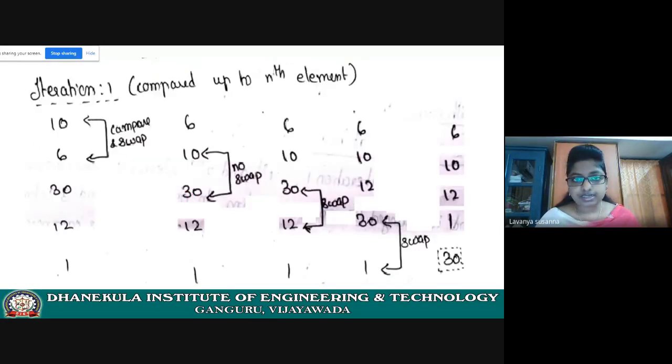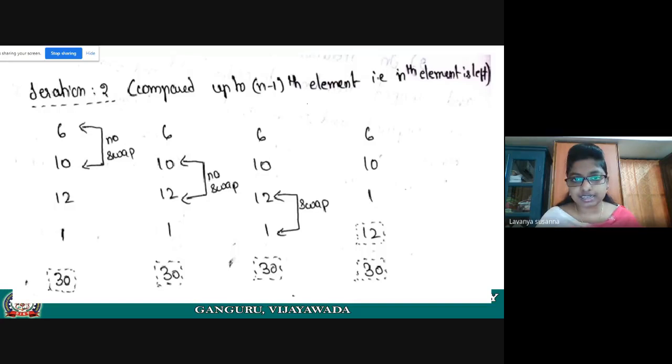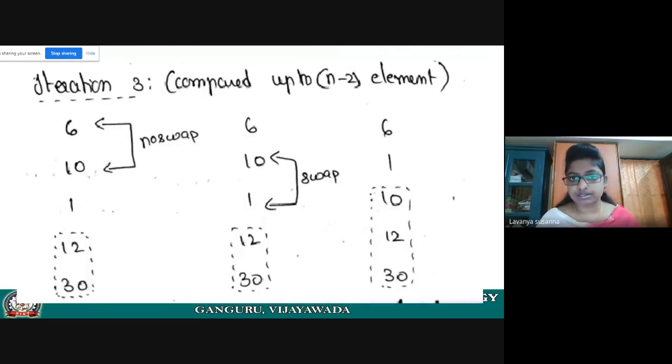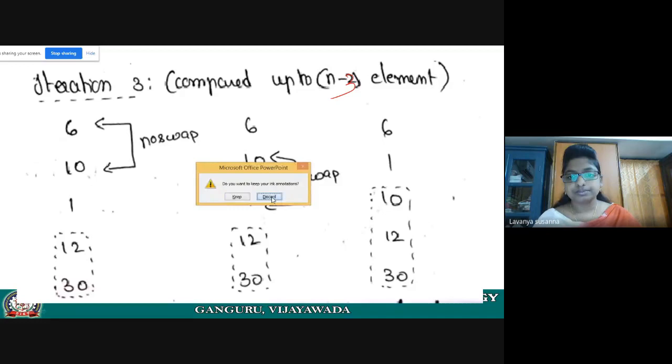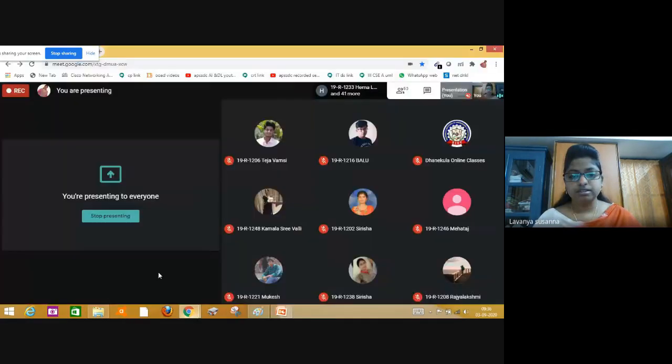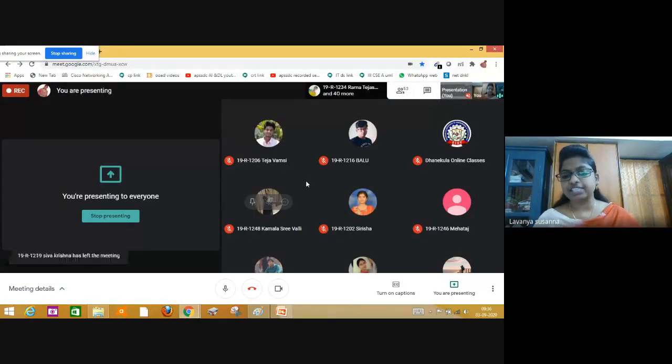And also please rectify this. Not the nth element. You need to compare up to the n minus 1 element. In the next iteration, up to the n minus 2 element. In the next iteration, the n minus 3 element. You need to compare like this. Please rectify it. Have you understood, students? Please respond. If you didn't understand, I will explain again.